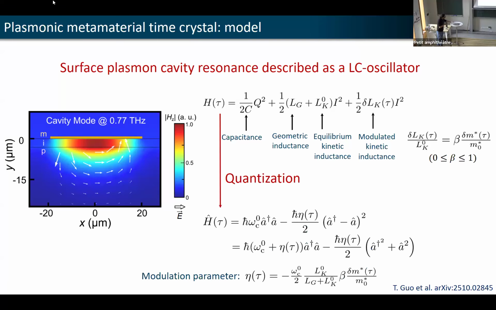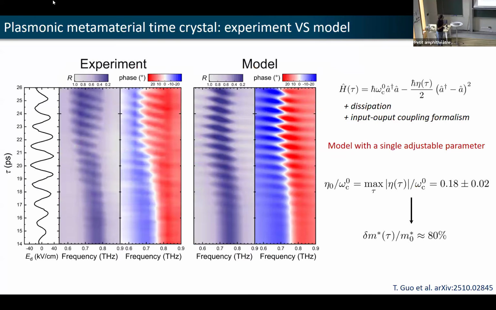Okay, so maybe I skip this detail a little bit, we quantize this. Now let me show you the comparison between experiment and model. So it compares well. We take this model, but on top of just having the Hamiltonian, we of course have dissipation in the system. And importantly, we want to compare one-to-one to the experiment. In experiment, we are measuring the reflection coefficient, so we need an input-output coupling formalism. How does the light go to the cavity, get modulated, come out, which allows us to compare directly.